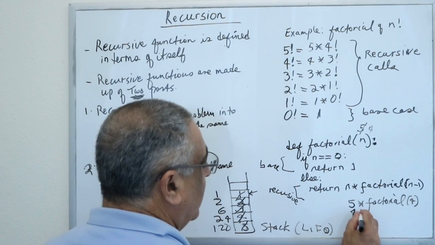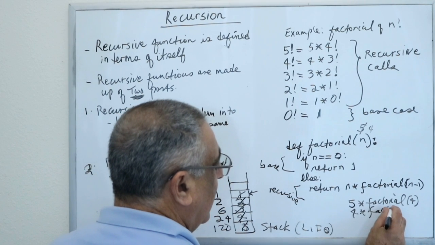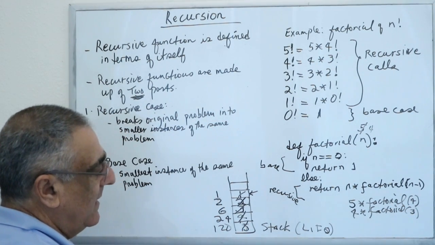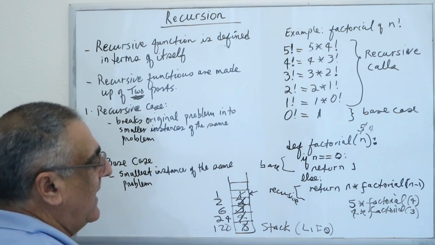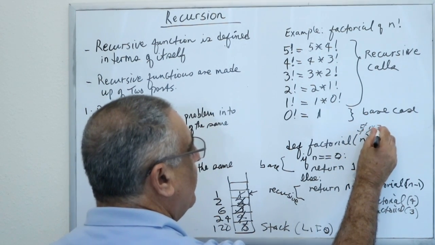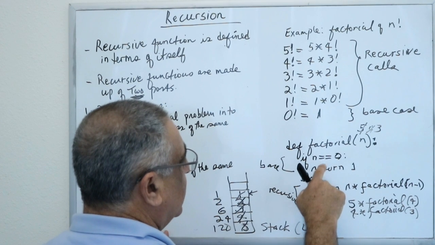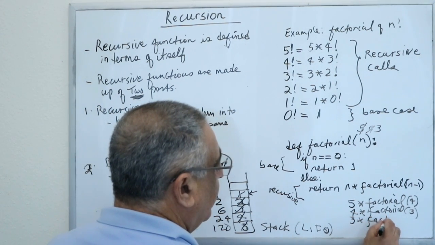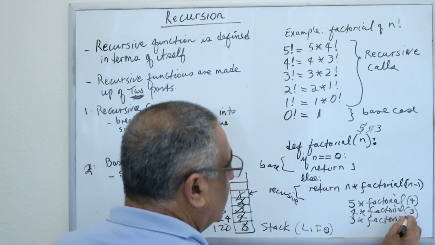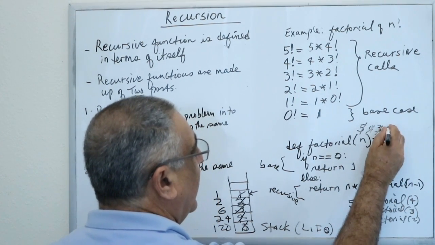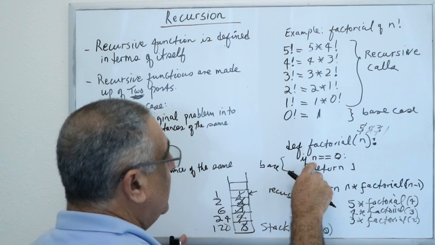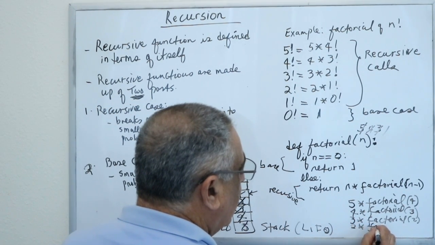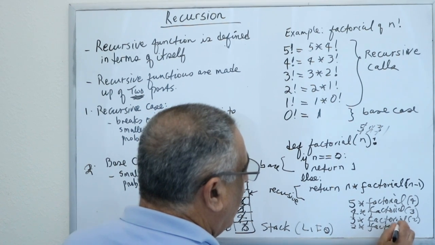So this is going to be 4 times, calling the function again, and in the meantime those values are going to go into the stack. Now we pass a 3. It checks this condition. Is 3 equal to 0? No. So it's going to be 3 times the factorial of 2. See, the factorial of 2. So now it passes 2. Is 2 equal to 0? It's not. So it's going to take 2 times the factorial of 1.